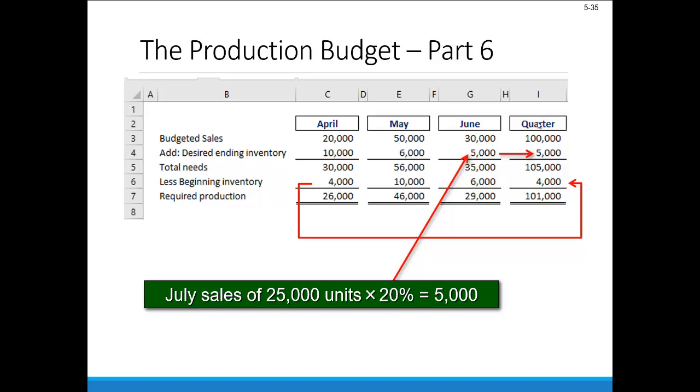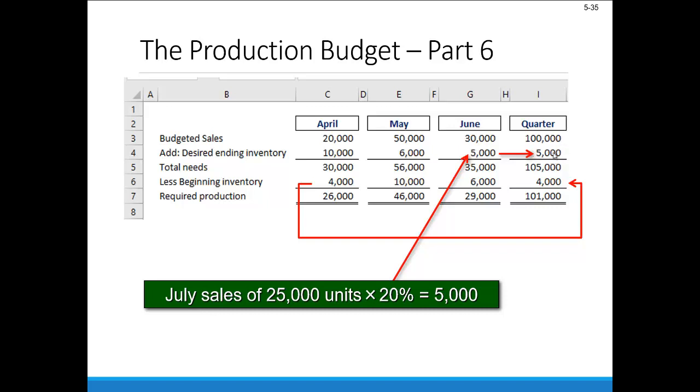Now the quarter as a whole, just be a little careful there. We're going to sum across to get total expected sales, 100,000 units. But the desired ending inventory shouldn't be an aggregate of the 3 months. It should be the same point in time as the end of the last month, right? In other words, the end of this quarter is June 30th. The end of June is June 30th. So this 5,000, that's the same point in time. So we'll just pull that forward.